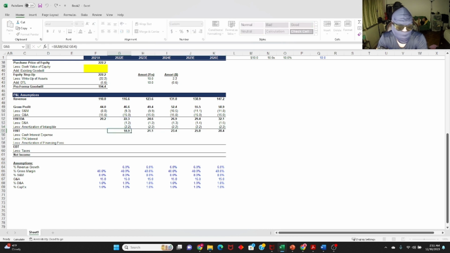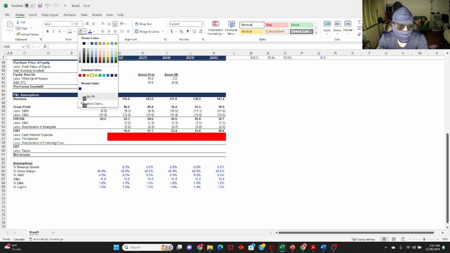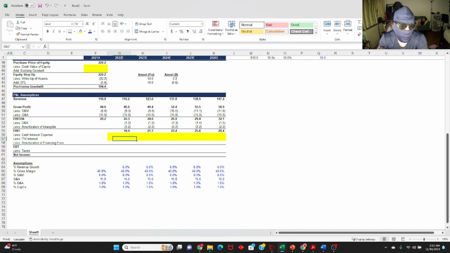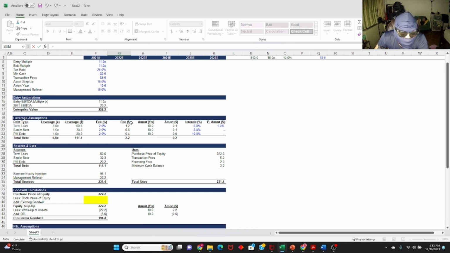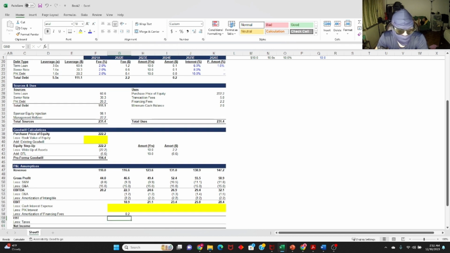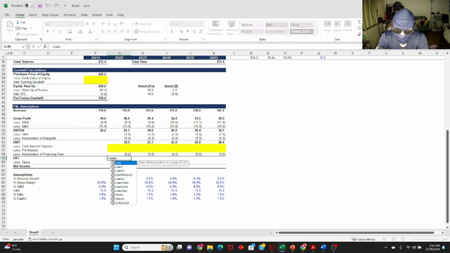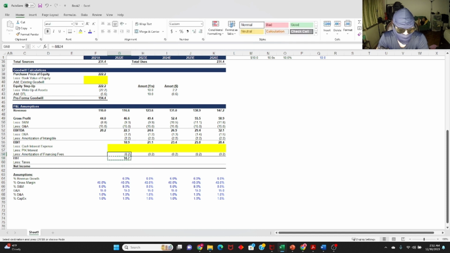Your EBIT is going to go up to that figure. Your cash interest expense and your PIK interest are going to come via your debt schedule that we're going to build. So we're going to highlight that for now as well, because we're not touching that. And then the amortization of your financing fees is going to come from up here. So let's see, it's 0.2 per year. Anchor that, because it's a 10-year straight line amortization downwards. Going to sum everything up.